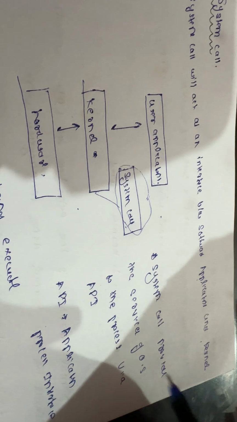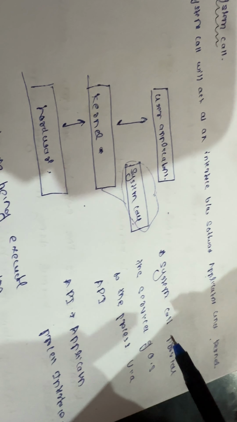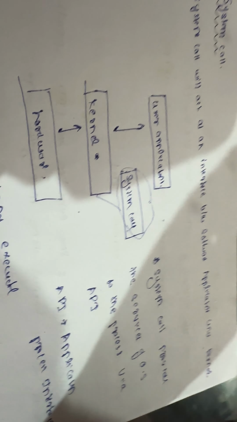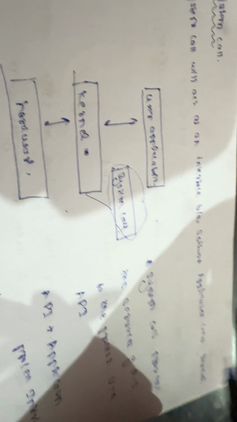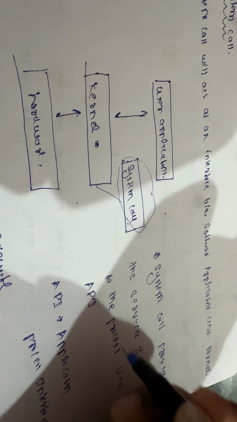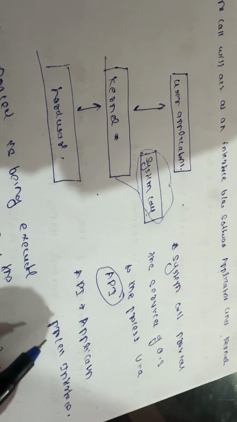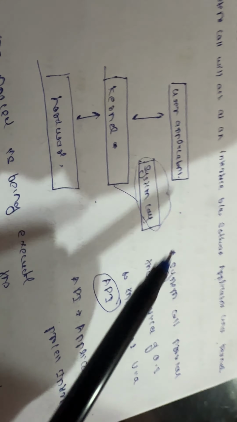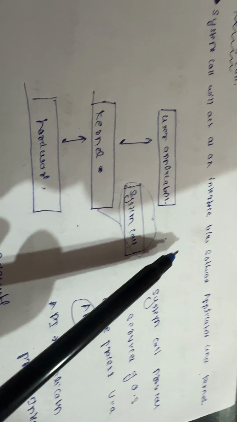So what a system call basically does is provide services of the OS to the process via an API. Now how does it provide services of the OS to the process? There are different processes. So how does it provide services of the OS to the process through an API? Now what do we mean by API? API is application programming interface. Through this API, the system calls will provide services of the OS to the processes.